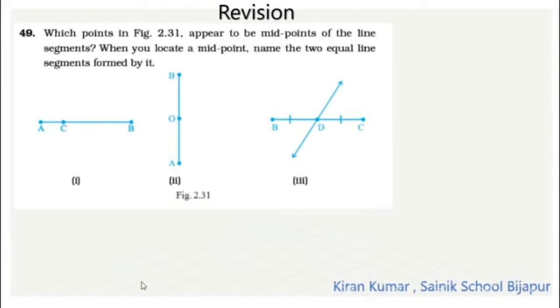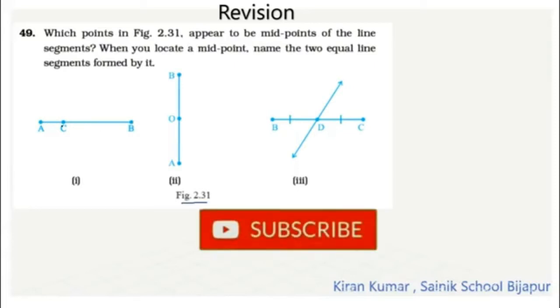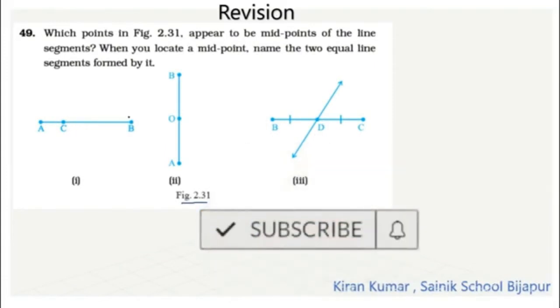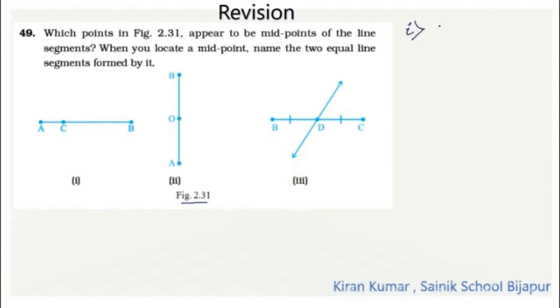Question 49. Which points in the figure 2.31 appears to be the midpoint of the line segments? When you look at a midpoint, name the two equal line segments formed by it. If you look at figure 1, it's very evident that the line segment AC is very small compared to the line segment BC. So in the first figure, there is no midpoint.